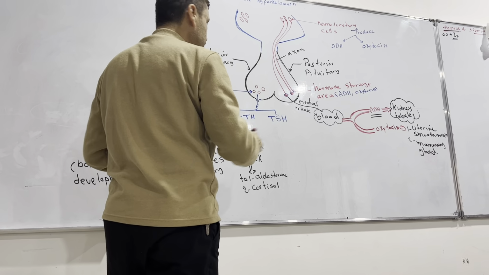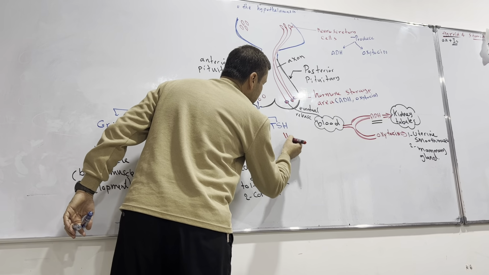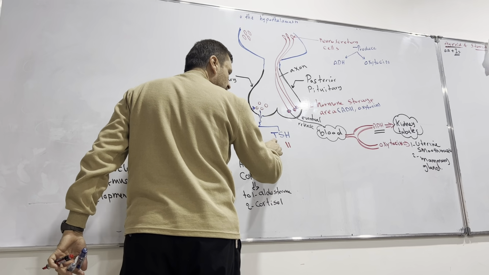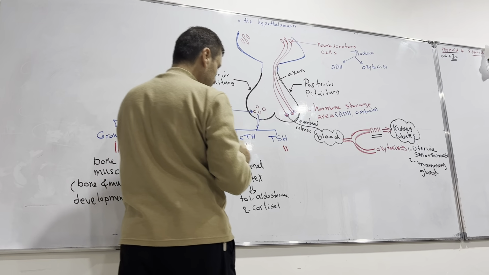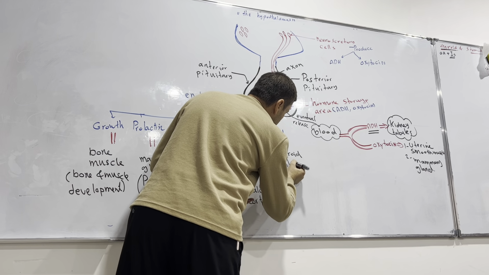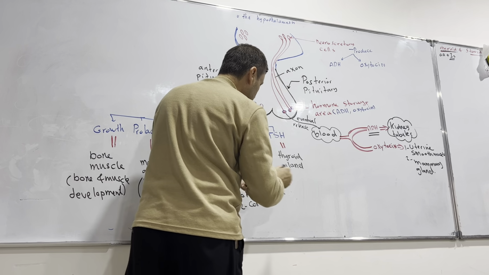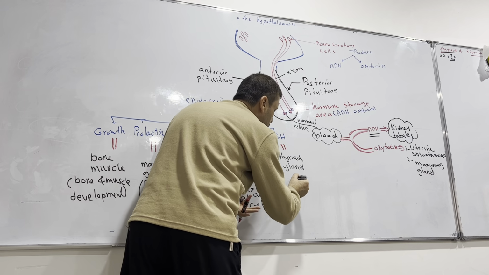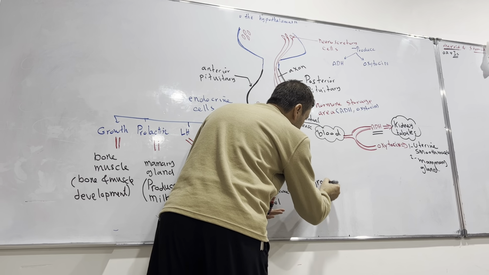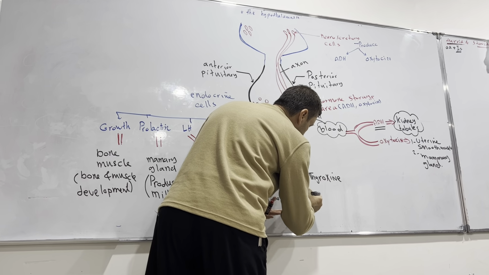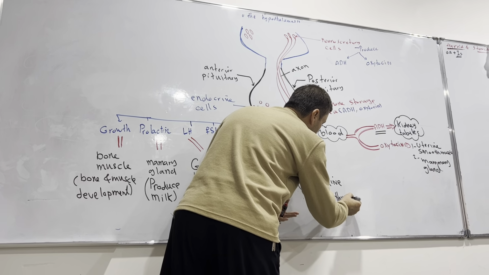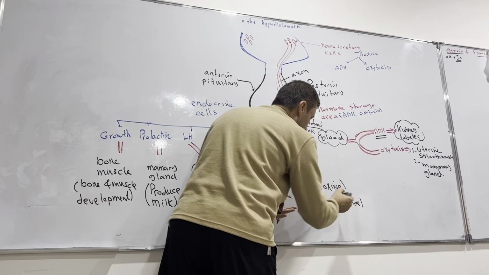Finally, we have TSH, thyroid stimulating hormone. It targets the thyroid gland, to produce thyroid hormones, which are thyroxine and triiodothyronine.